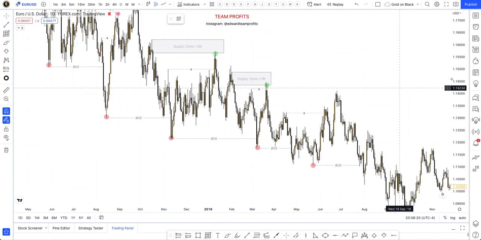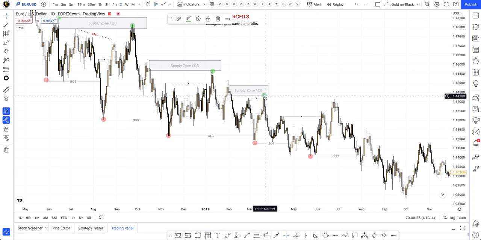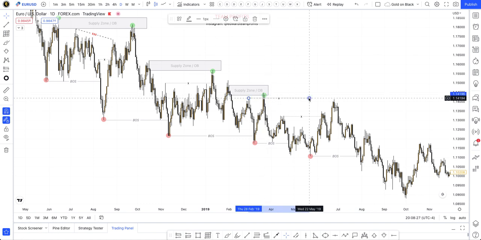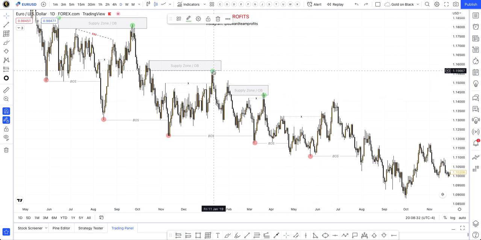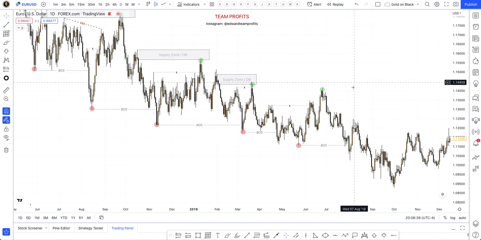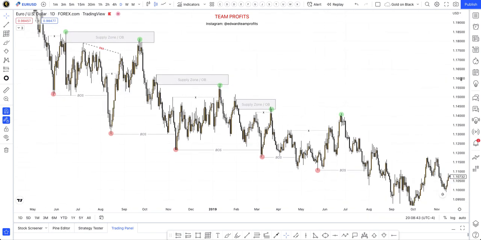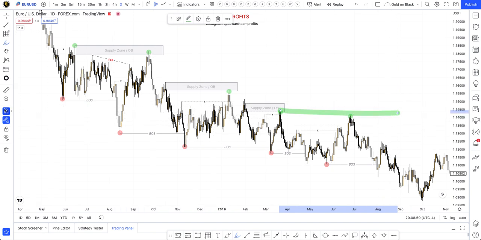Okay. Now, what is the confirmation of the lower high? The lower high would be here. That's the confirmation of the lower high, right? You see that the price failed to break this one. There is no change of character happening yet. The change of character will happen if the price breaks this high.